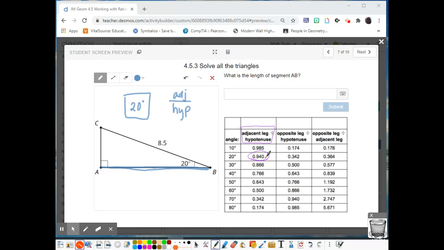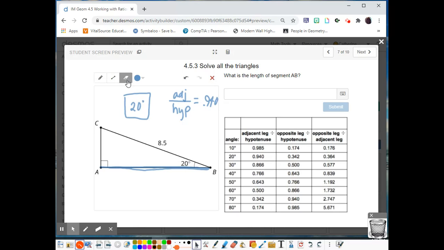Well, what I need to do is set up an equation, and I know that the adjacent over hypotenuse is going to equal 0.940. So let's erase some of these things. And so I know that this adjacent over hypotenuse, whatever that's going to be, it has to be, according to my chart, 0.940.